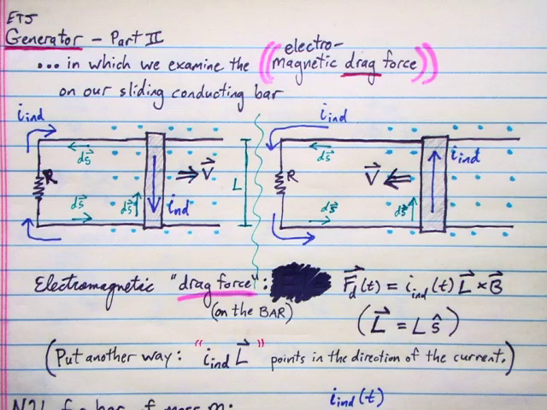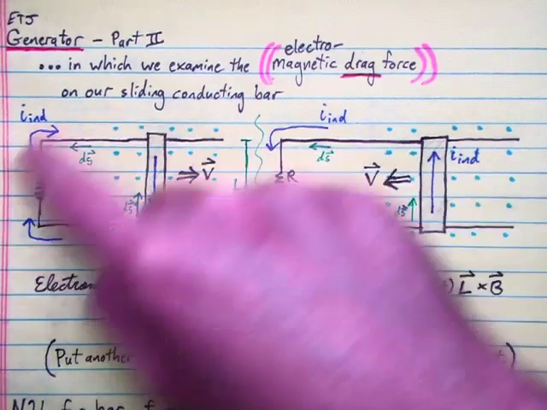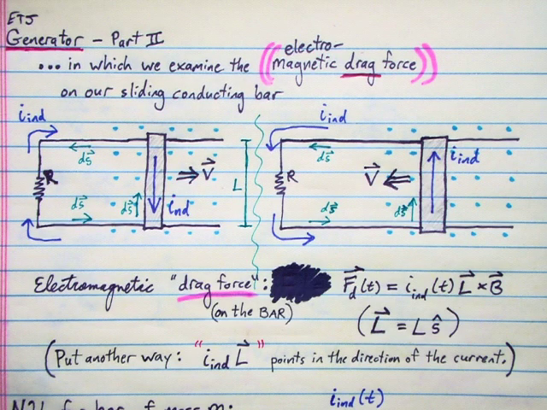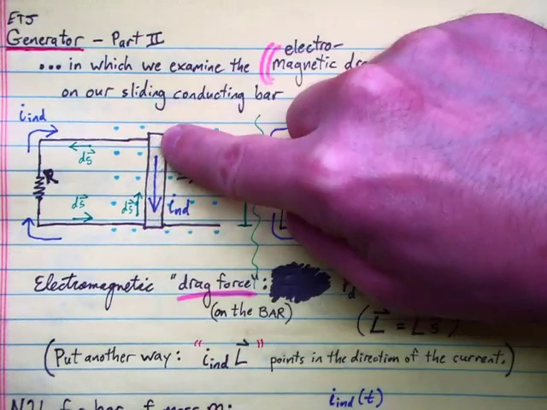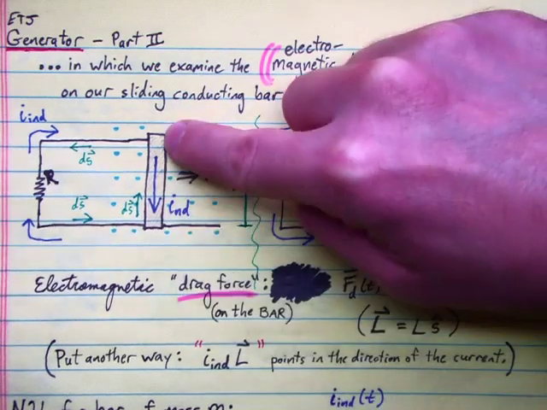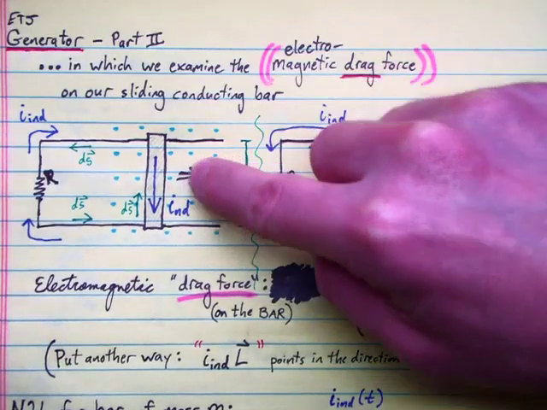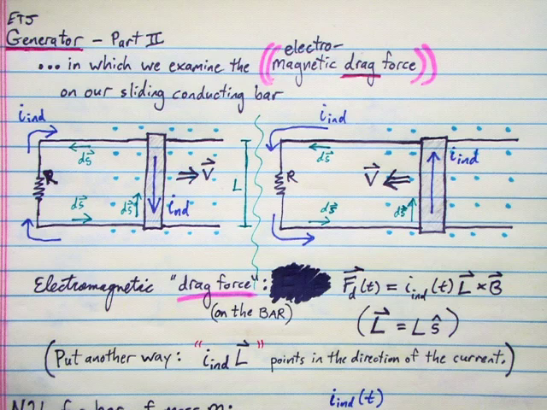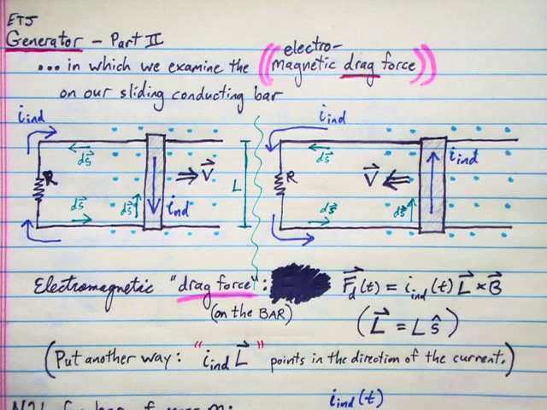Now that the motion of our conducting bar is inducing a current in this circuit loop here, we notice that the bar itself could be thought of as a current carrying wire. And we've got a current carrying wire in an external magnetic field. And we know that such an object will feel an electromagnetic force. This is our ILB type force on a current carrying wire. Let's look at that force.